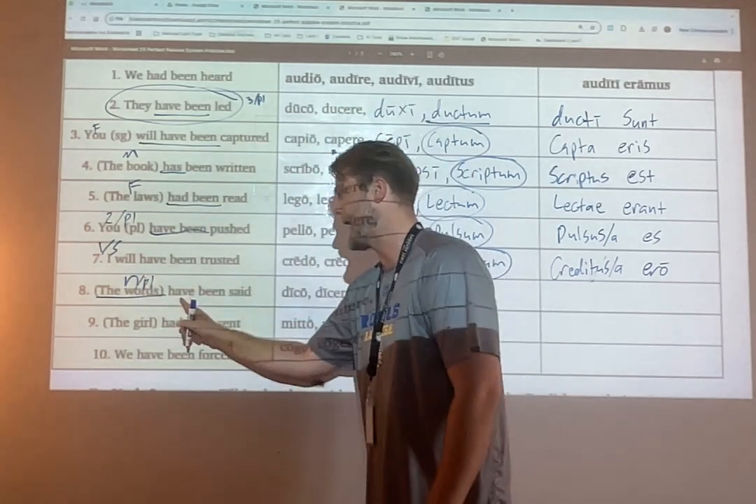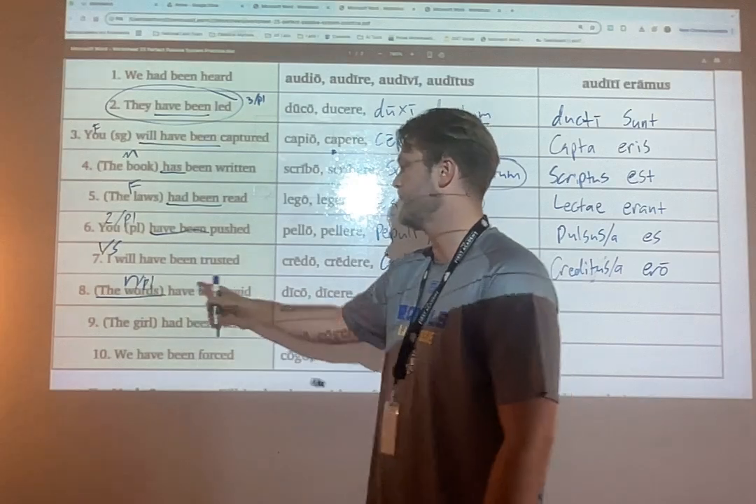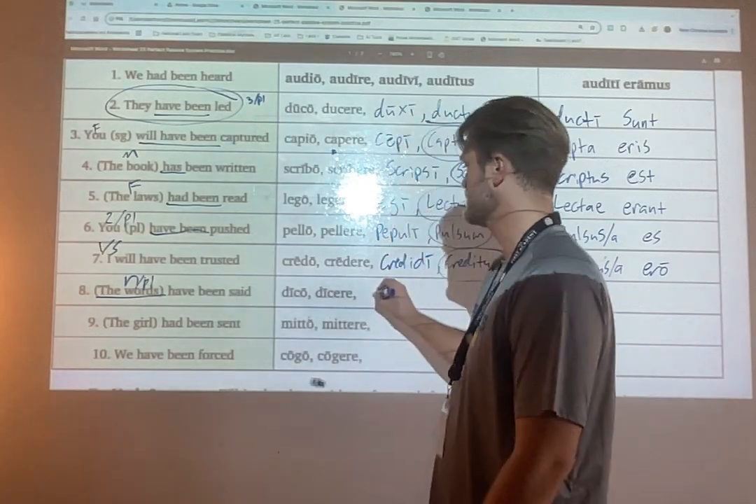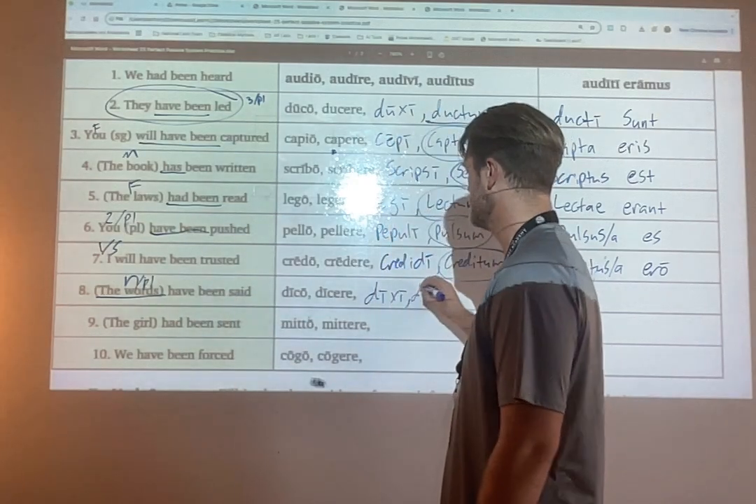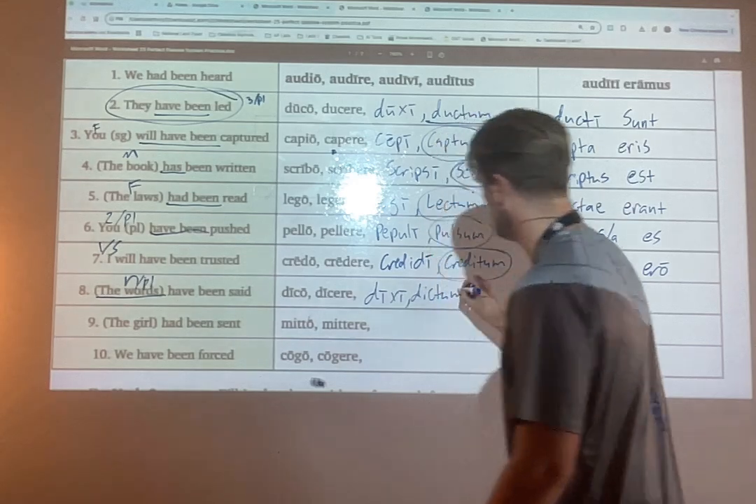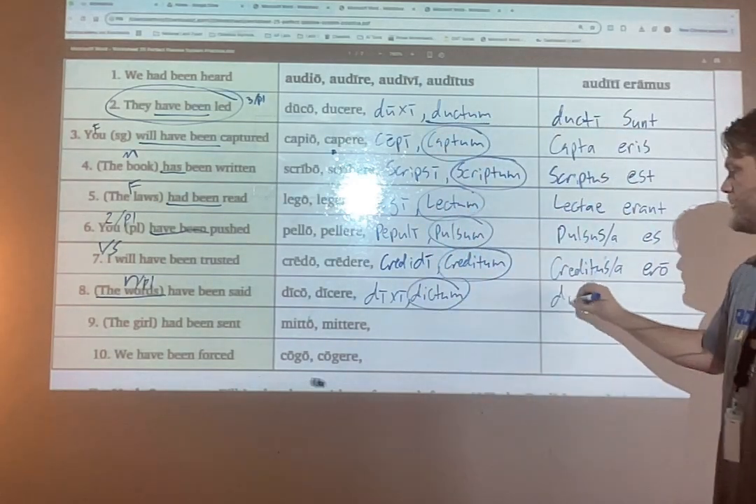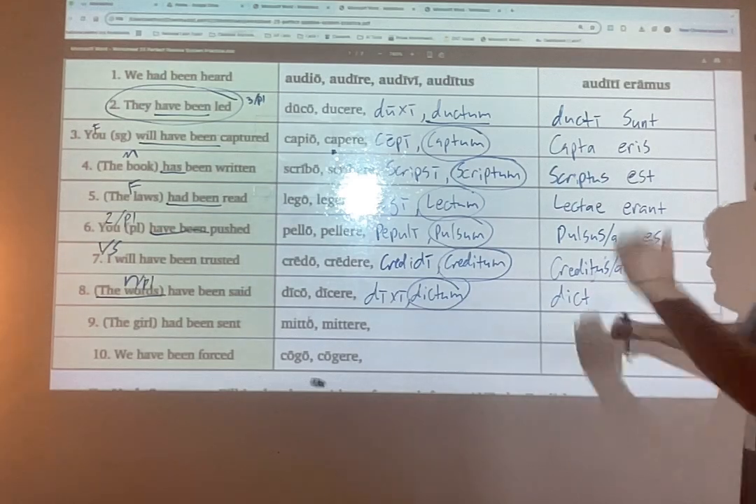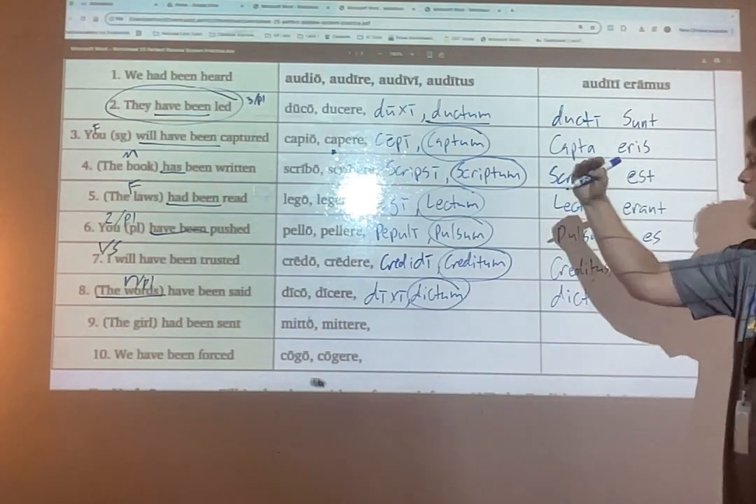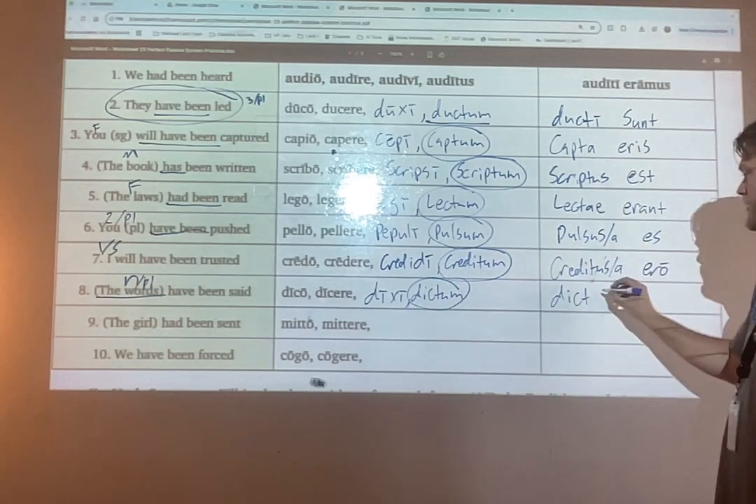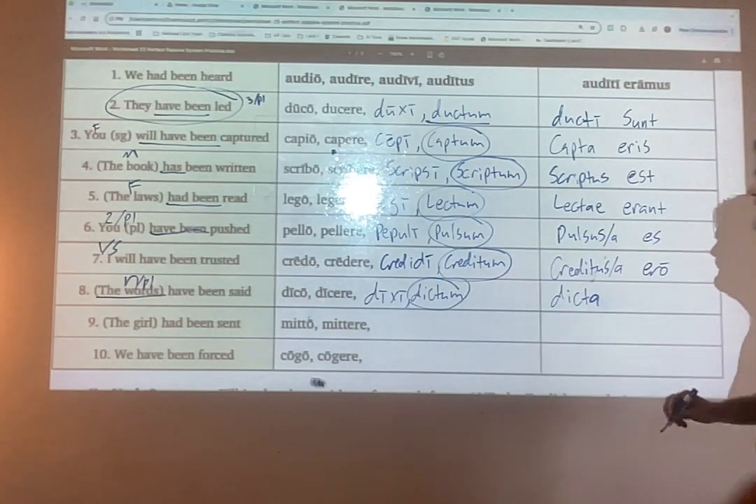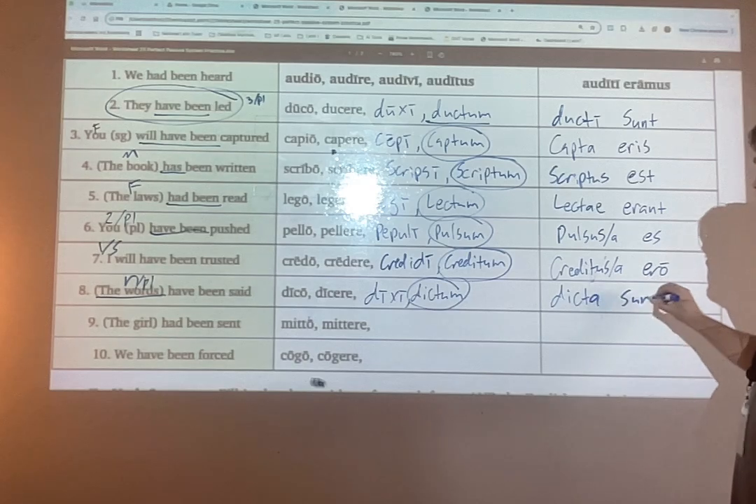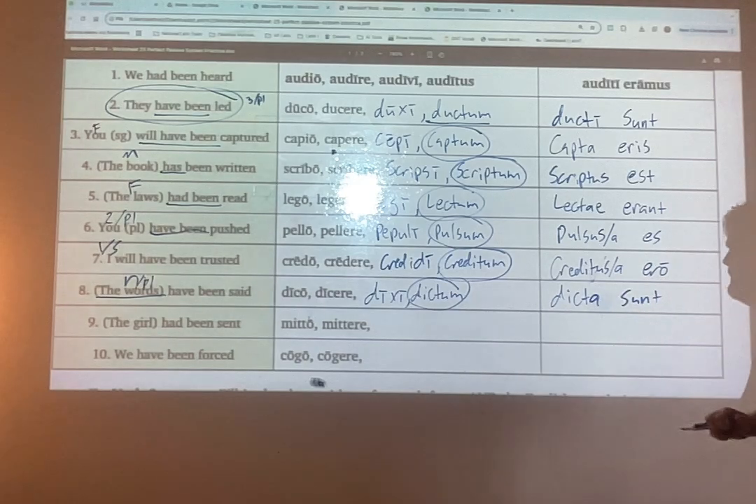All right, the words have been said. Dico, dicere, dixi, dictum. You need that fourth principal part, but it is neuter singular. The neuter plural ending is a, so the nominative plural is dicta. And the word is sunt: they have been said, third plural.